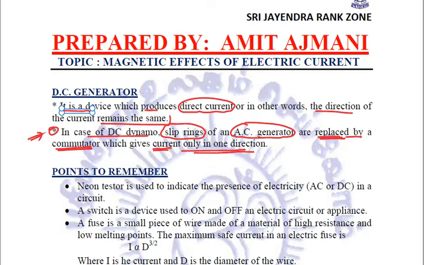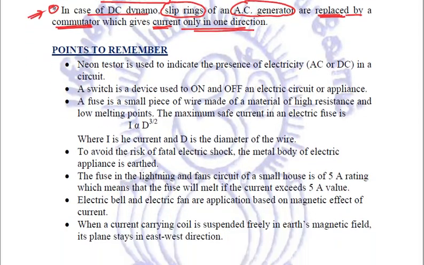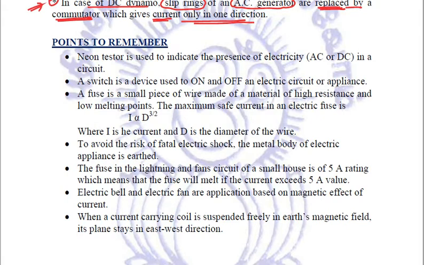Clear? Now there are certain points which need to be remembered by you. Please make sure that you relate, you understand, and you retain, you learn, you remember these points. Number one is neon tester is used to indicate the presence of electricity, whether it is AC or DC, in a circuit. So neon tester we need to remember.